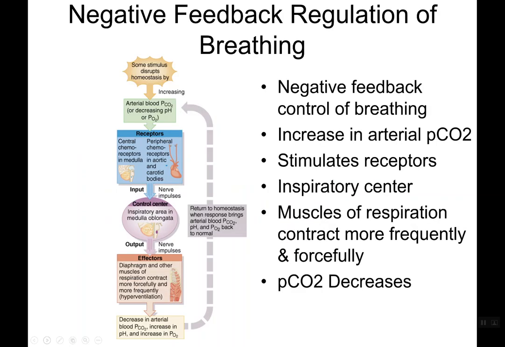So here's just a nice image showing you negative feedback control of breathing, which keeps your breath rate constant as various parameters in your blood or CSF change. So we start with number 1, some disruption of homeostasis.